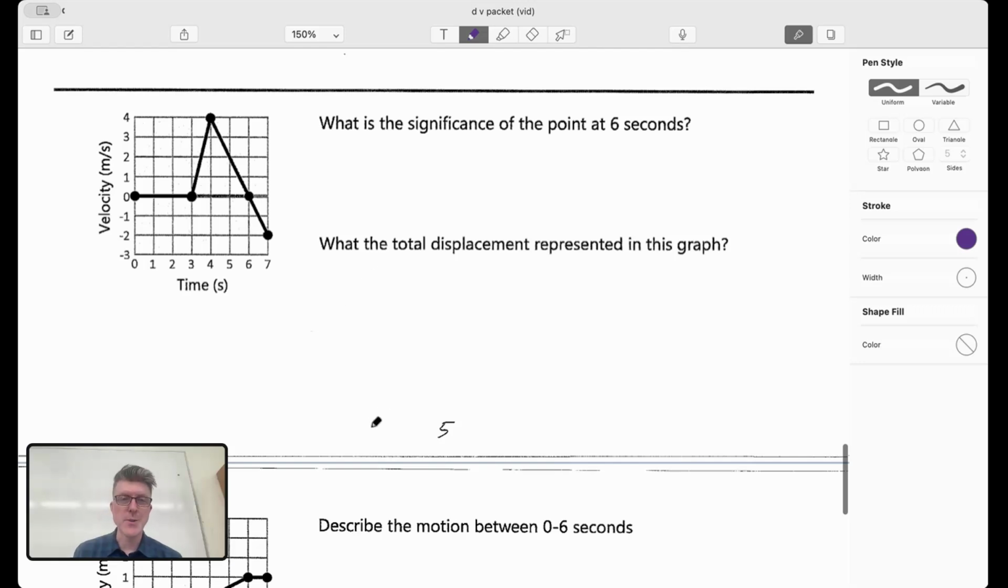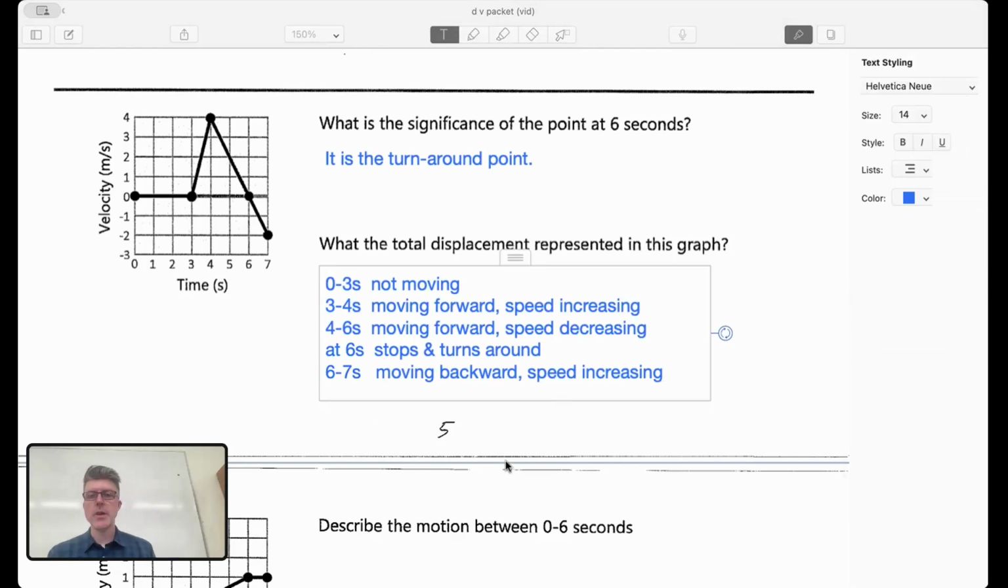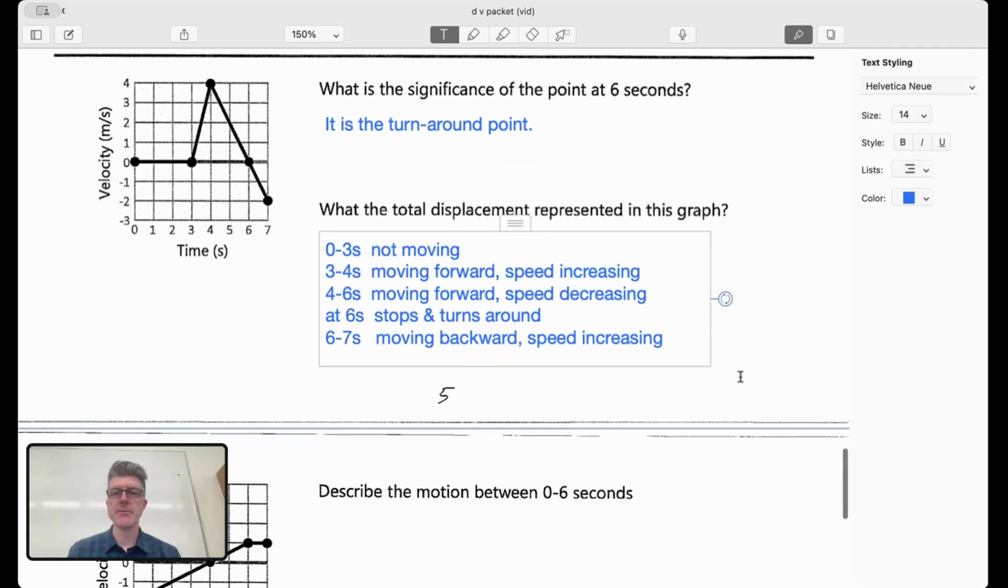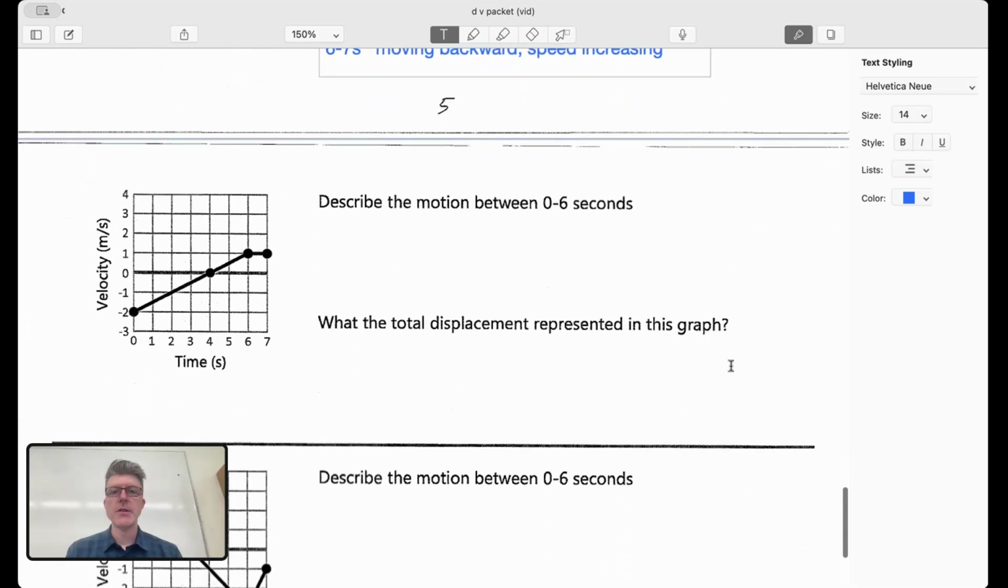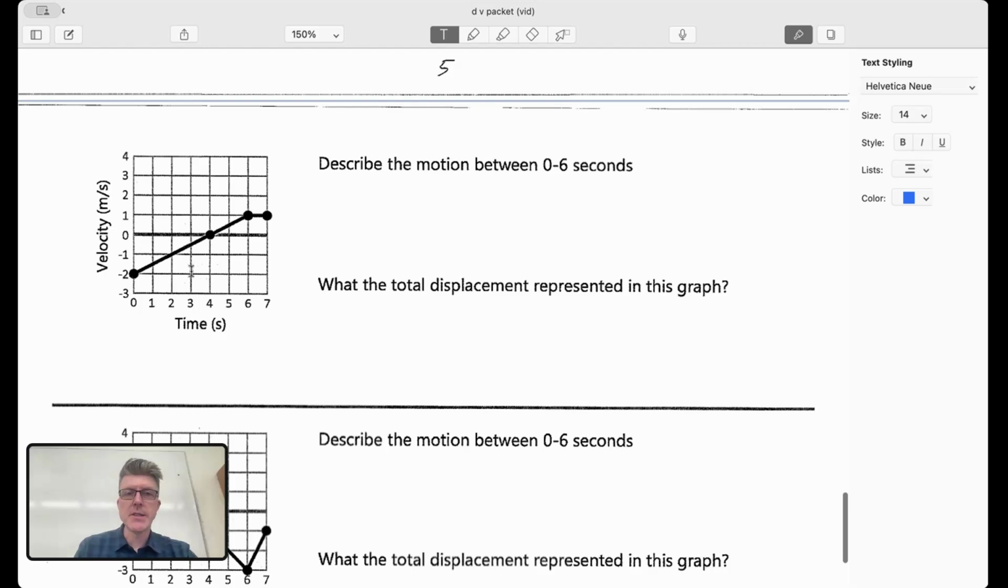I'm going to pause the video while I write what I just said. Okay. This is what I wrote. Actually, pause the video if you want to read it more, because I don't want to make the video too long. All right. Describe the motion between 0 and 6 seconds.